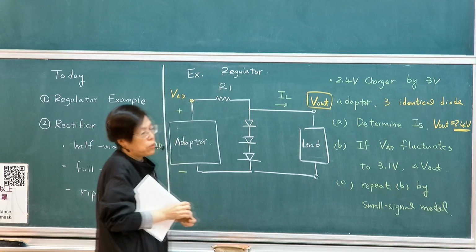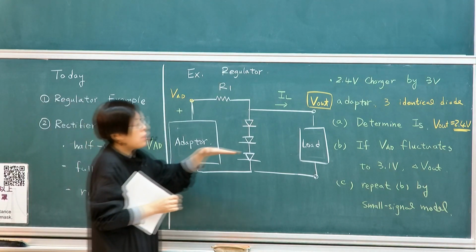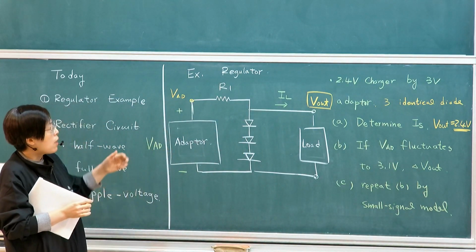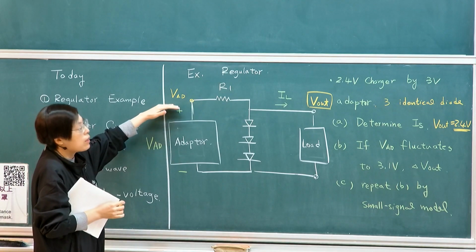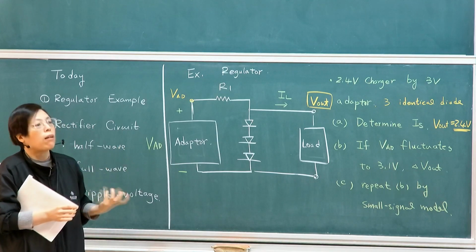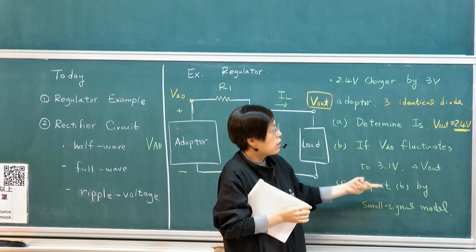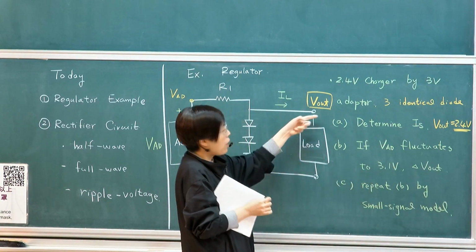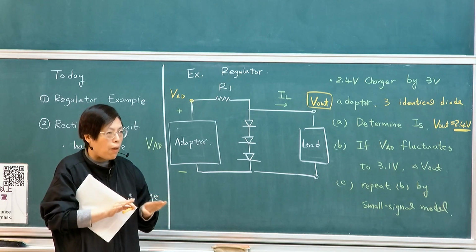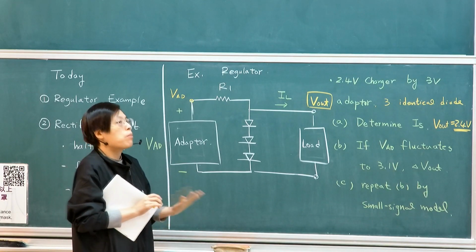Because it's a 2.4 volt charger, you want the nominal value of your output to be stable at 2.4 volt. And second, we're going to talk about fluctuation, because even though your targeted input is 3 volt, there might be fluctuation coming from the input. So how do you tolerate this? If it fluctuates a little bit, how does it affect your output? We're going to repeat that by using a small signal model. This would allow us to evaluate how good your regulator is and how to improve on that.